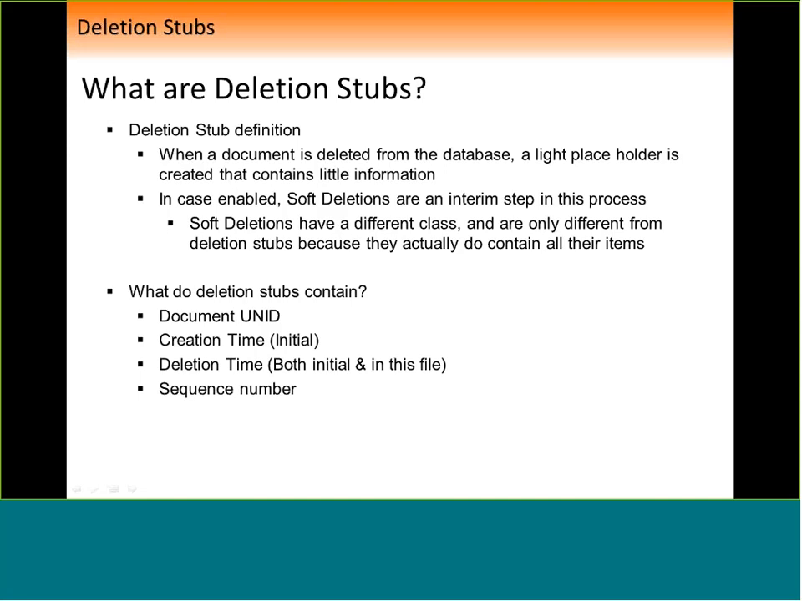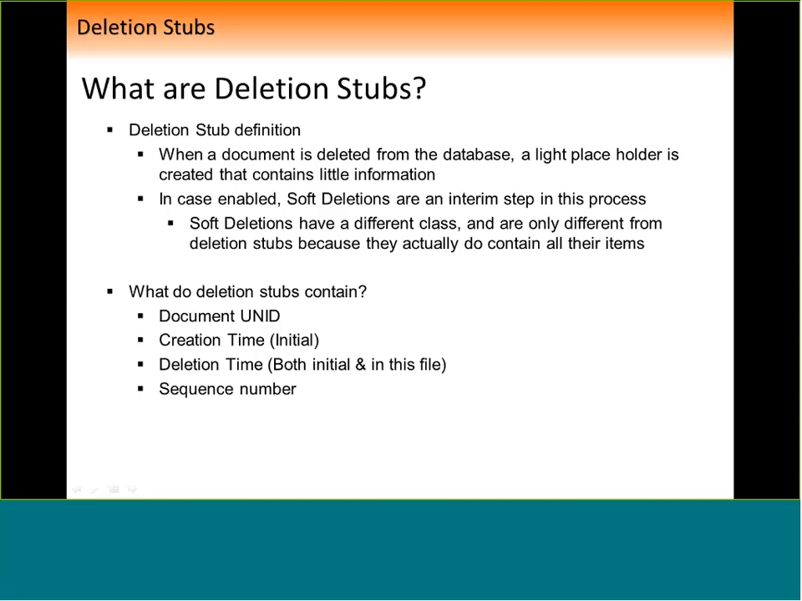We also have another type of deletion stub, so to speak. When we have soft deletions enabled in a database, if we delete a document, it goes into the trash folder. It's going to stay in there for the 48 hours, or however many hours we determine they need to stay in the trash folder before they're permanently deleted.